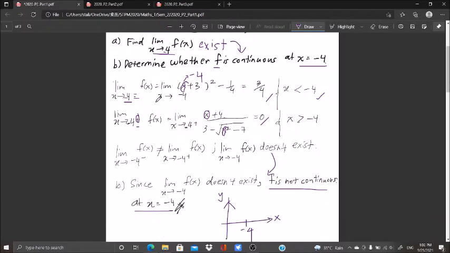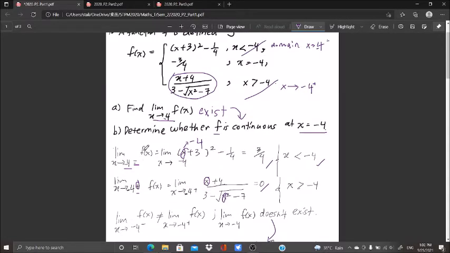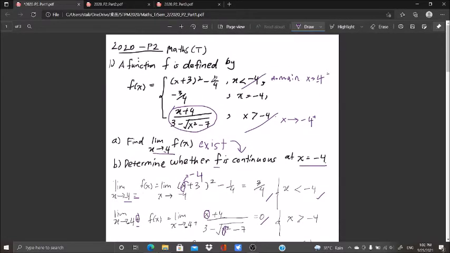For the limit as x approaches negative 4 from the negative side, we will substitute our f(x) into this term, because x is smaller than negative 4. This is what negative here means. While positive here means x is greater than negative 4 but approaching negative 4, which means x can be negative 3.9999 maybe something, but it's always greater than negative 4.